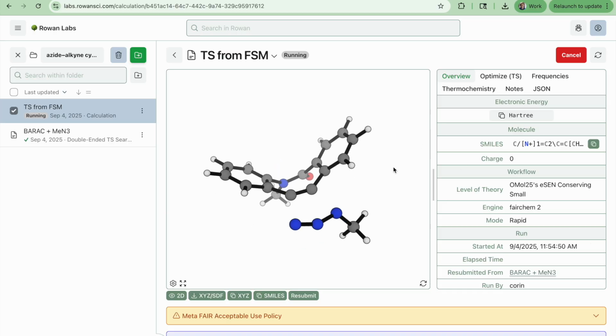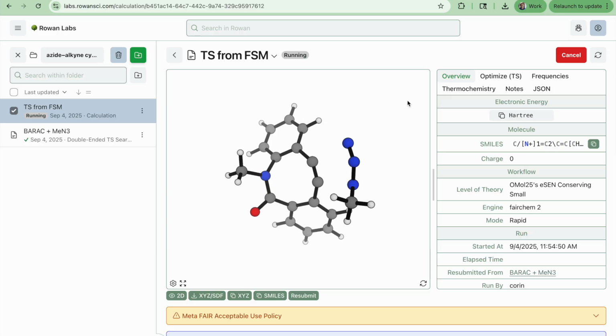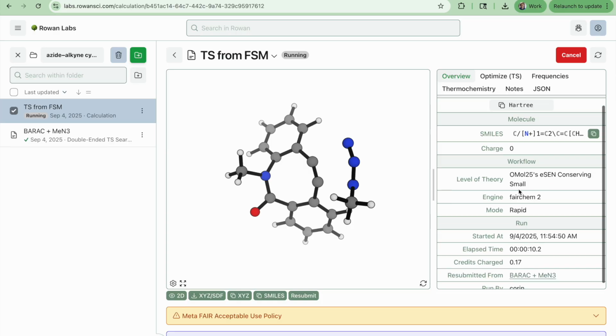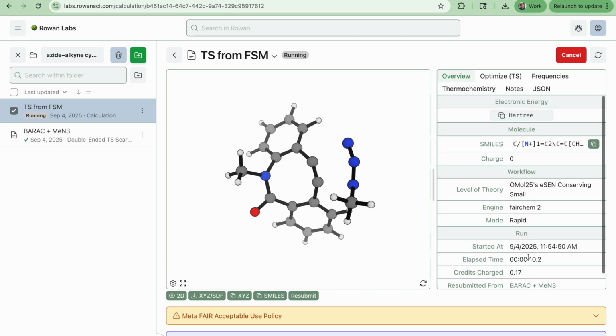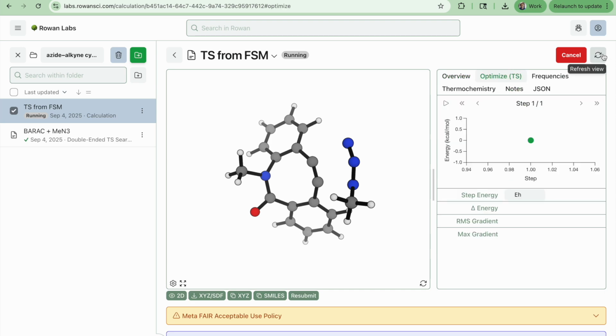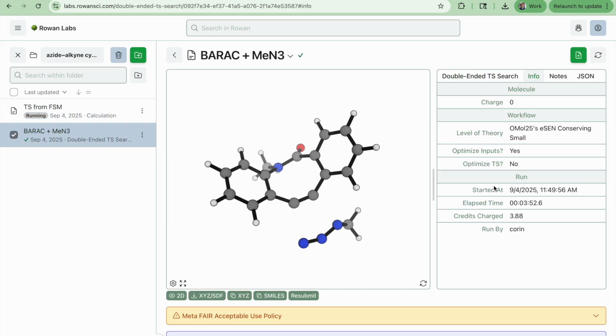So this starts running right away because this is a slightly lighter weight calculation and doesn't take quite as much compute. And we can see this is again going to be using OMol25 eSEN conserving small. It shows where this is resubmitted from, and it will start to show optimization steps as this proceeds. If we look back at this FSM calculation, the whole thing took only almost 4 minutes, so 3 minutes 52 seconds, which is pretty fast.